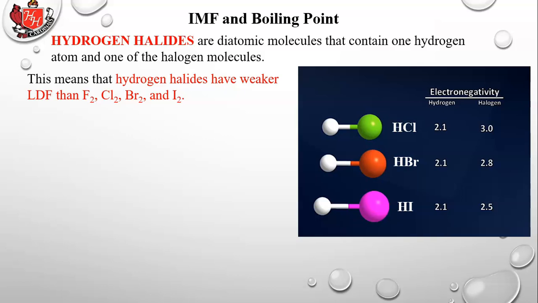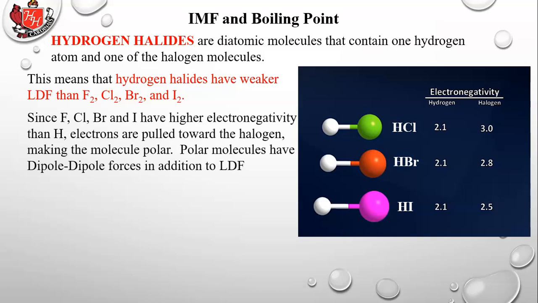Again, I2 has 2 iodine atoms. That's 106 electrons. How do you know that? You look at your periodic table. It's the atomic number. Whereas HI has 53 for the iodine atom and 1 for the hydrogen, so that's only 54 electrons. So I2 has twice as many electrons as HI, and therefore it has much stronger London dispersion forces because of more electrons.